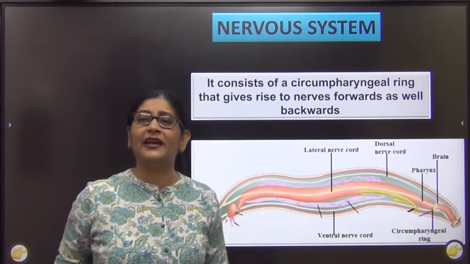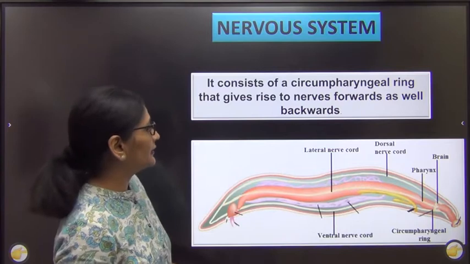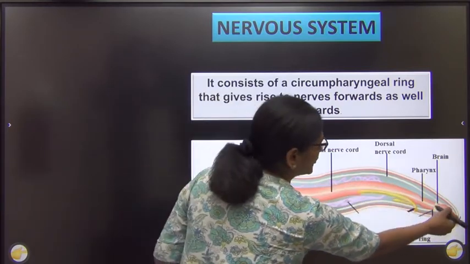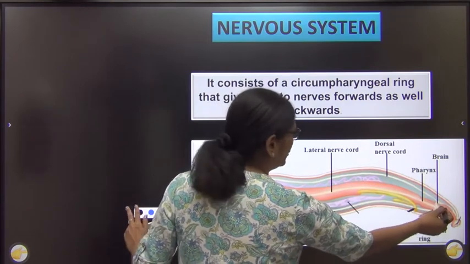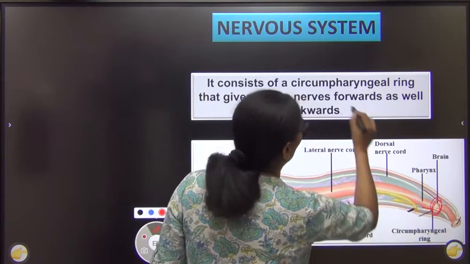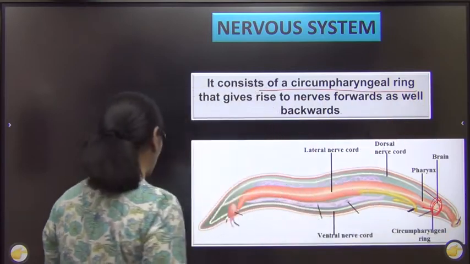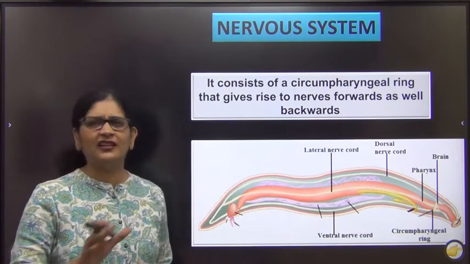You only have to read that they have a ventral solid nerve cord, right? And there is the circumpharyngeal ring. The circumpharyngeal ring is this one around the pharynx. You know, the neurons, this dorsal and the ventral, actually meet in the form of a ring. So this is called a circumpharyngeal ring. Again, all this is just for your interest. Again, I will say, for medical, this will not come.